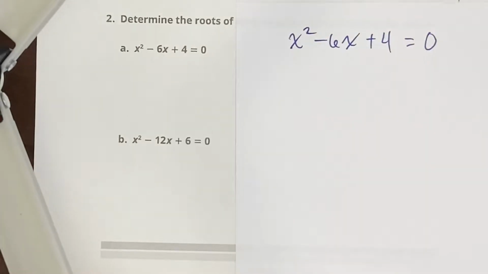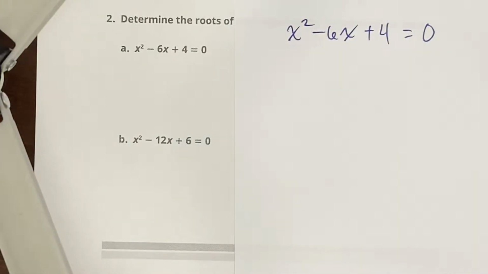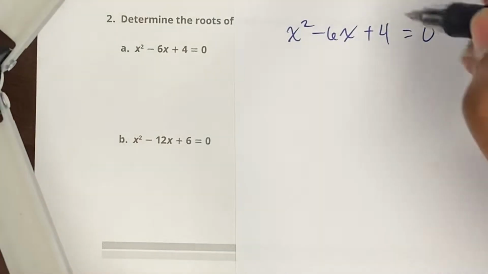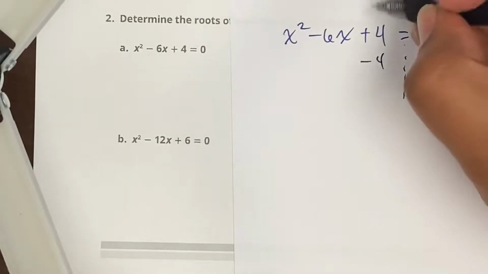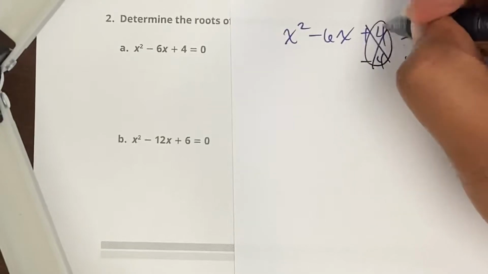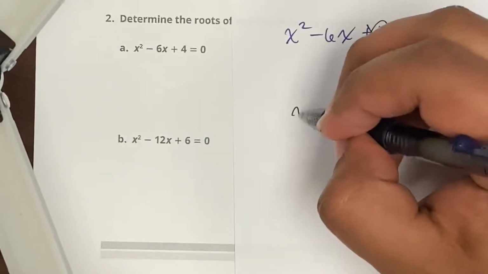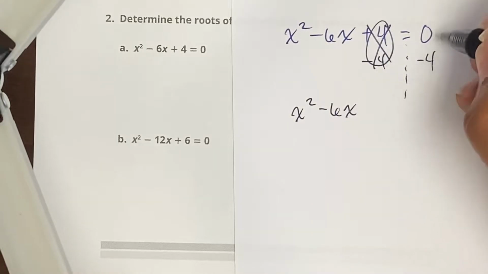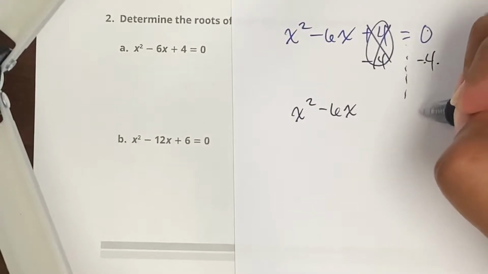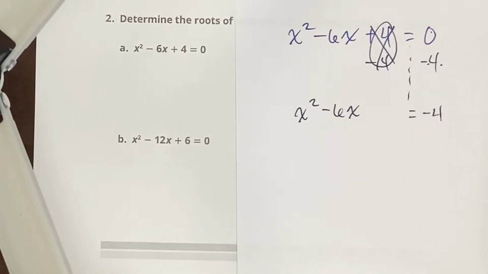Let's rearrange this mess. Minus 4 minus 4. These cancel because it's 0. Got x squared minus 6x. I'm going to leave a space so we can take care of step 2 already. 0 minus 4 is just negative 4.